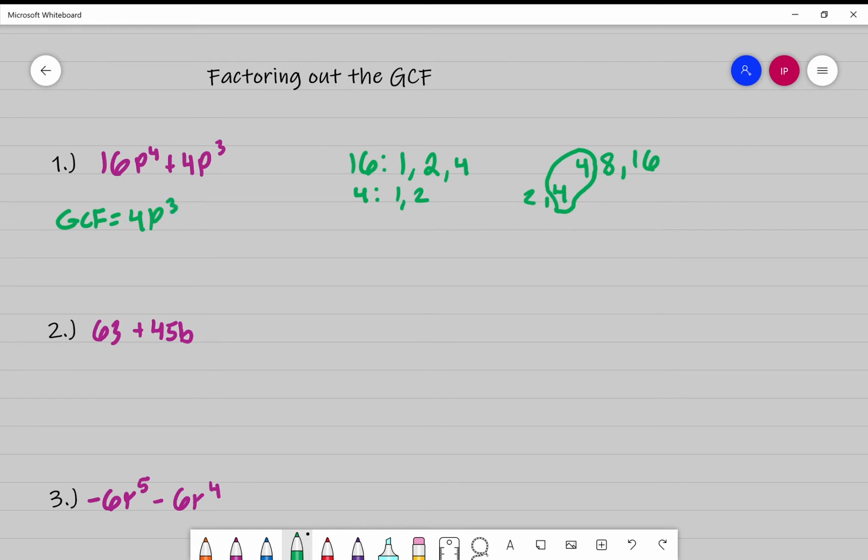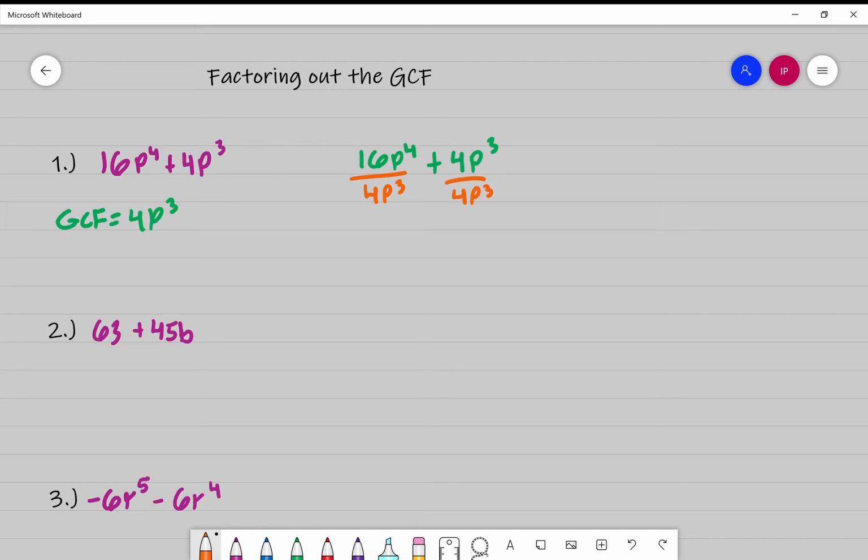Alright, so our next step is to divide both numbers by our GCF. So I'm going to rewrite. How about I erase this? If you want to go back to find those numbers, you can just rewind the video. So I have 16p to the fourth plus 4p to the third. So I'm going to divide both of these terms by our GCF, which is 4p cubed.